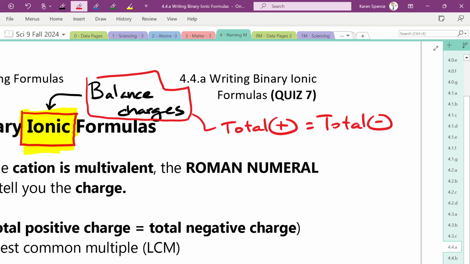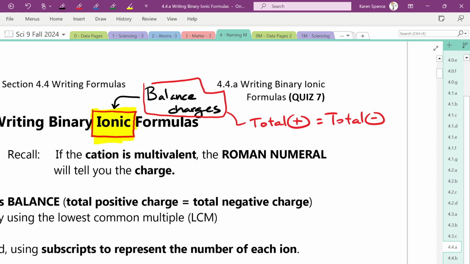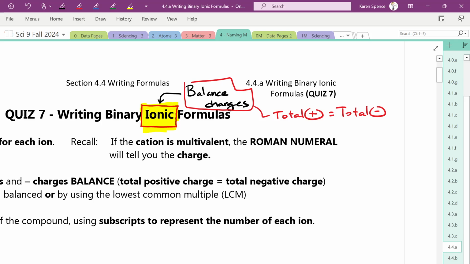And there's a few little extra things like don't write Roman numerals in a formula. Okay? There's a few other little things like put brackets around your polyatomic ions if you have more than one. But other than that, that is the only thing you need to know. Balance your charges. Okay.